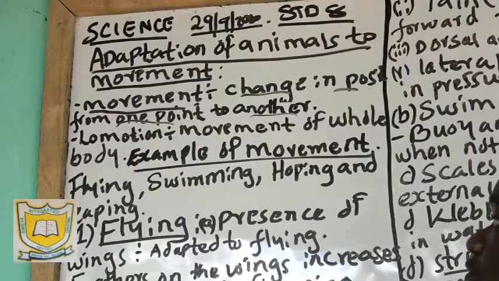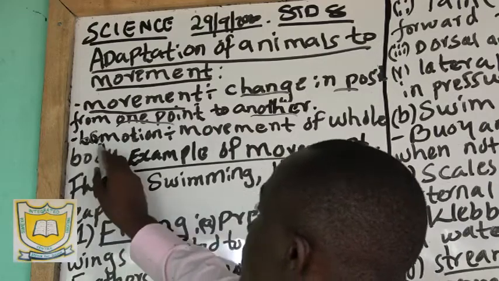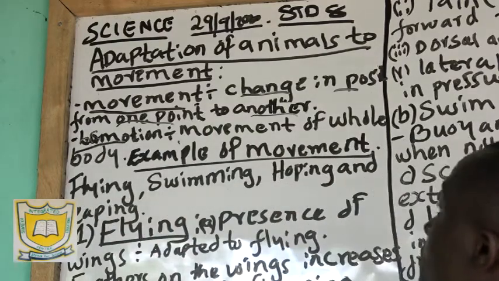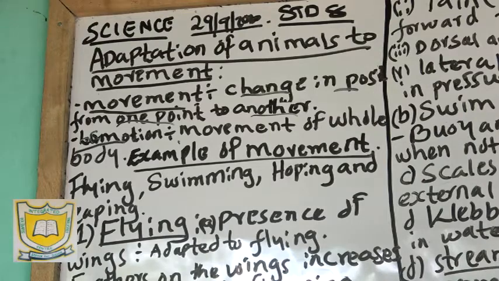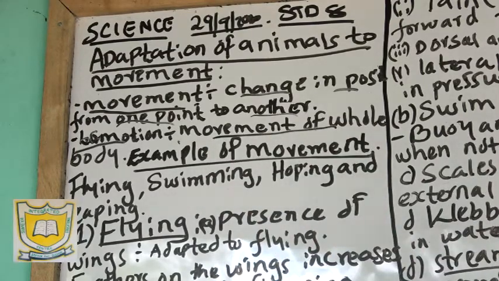Also we have this term called locomotion. When you talk of locomotion, this is the movement of the whole body, and all animals move. So this is the movement of the whole body, that is locomotion. So we have examples of movement.